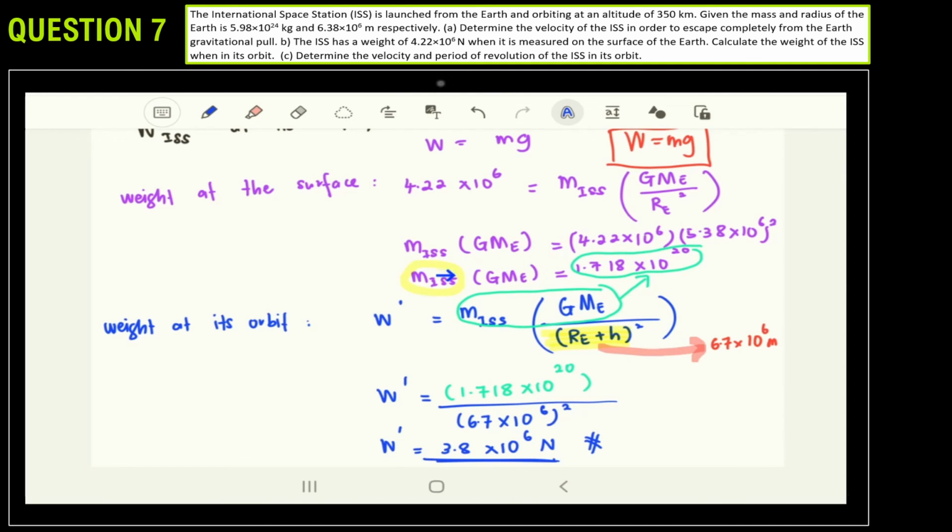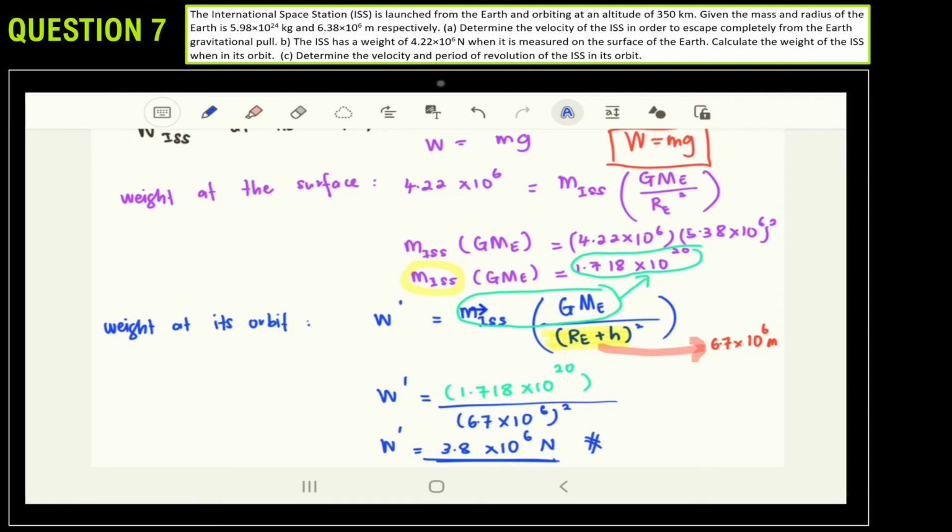So at this point, if you want to find the mass of the ISS, you can calculate it here. So 1.718 times 10 power of 20, divided by the gravitational universal constant and the mass of the earth. You already know the values of these two unknowns. So you just divide by 1.718 times exponent 20, then you will get the mass of the ISS.